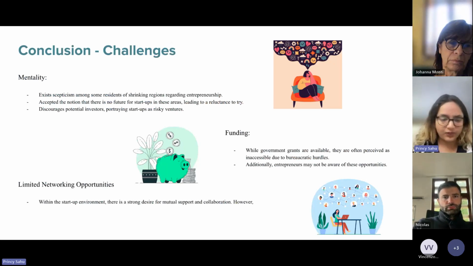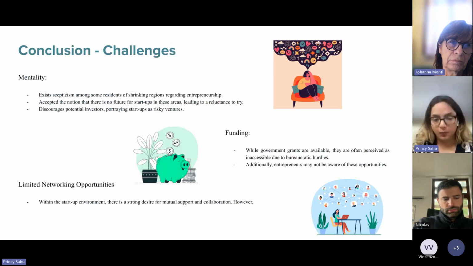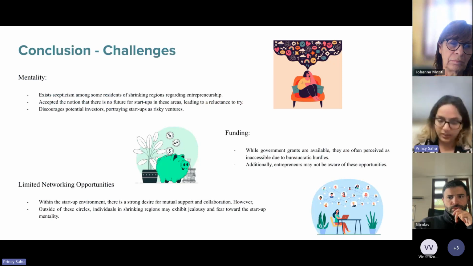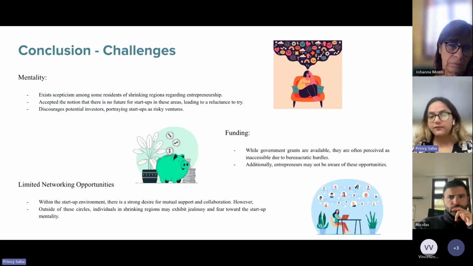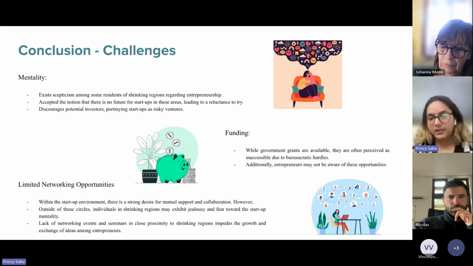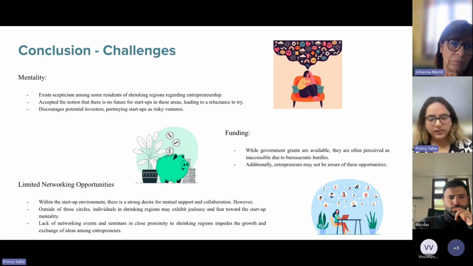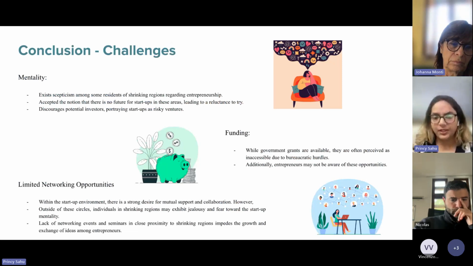Finally, one of the challenges was that there were limited networking opportunities. There was a lot of support seen within the startup environment, especially when we went to, for example, Say Ventures. People there were encouraging, everybody helped each other, but this kind of environment was lacking when we go outside. It was driven by more like jealousy and fear, and people still believe that we should not do startups and it wouldn't succeed, all those things. There was a lack of networking events and a lack of seminars, especially in that particular region.